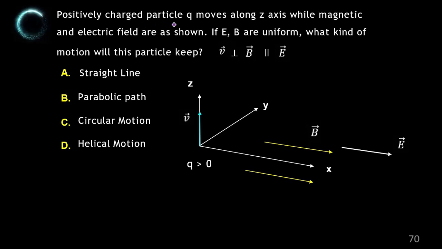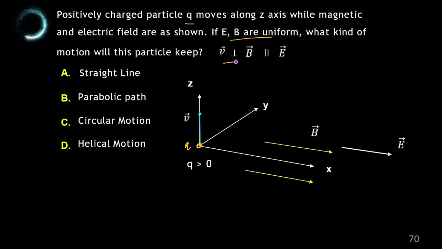Now a positive charge particle Q moves along the z axis. There is a positive charge particle, it is moving along the z axis. While electric field and magnetic field are as shown in the figure, both are parallel to each other. If E and B are uniform, what kind of motion will this particle keep?